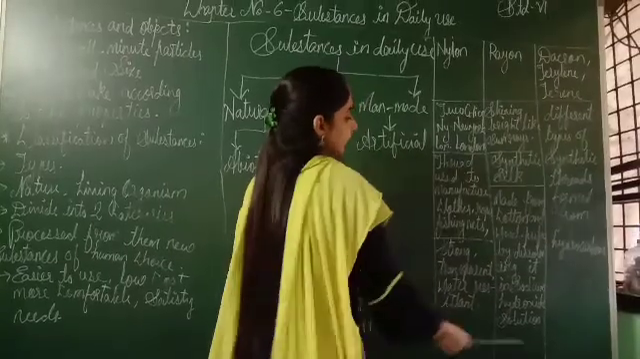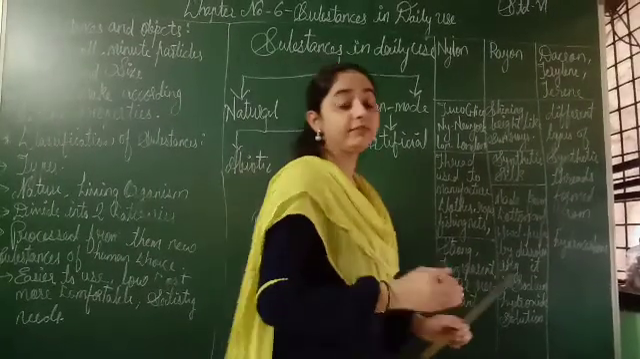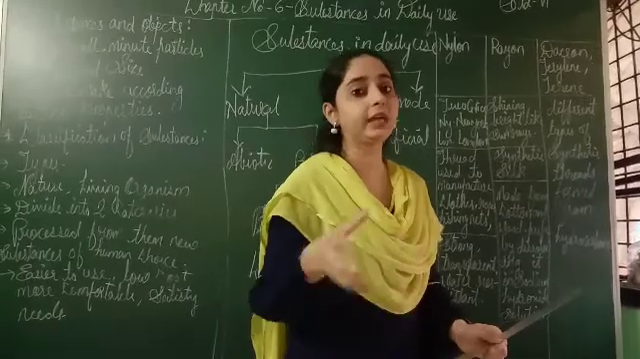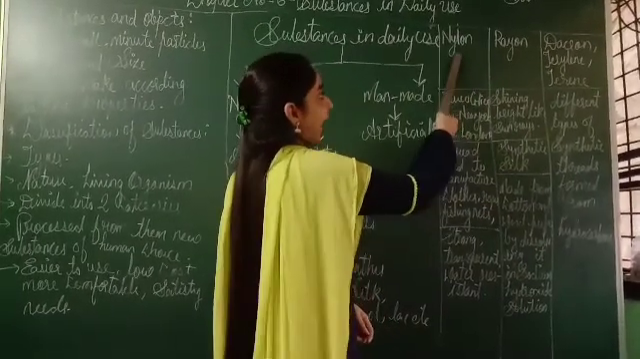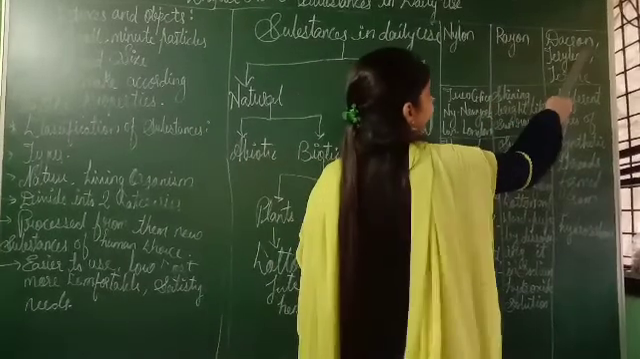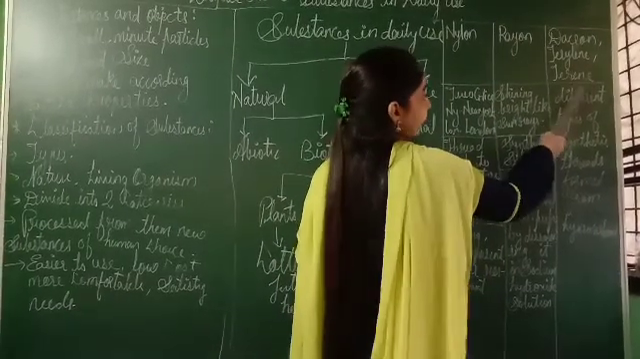Look at this table. In this table, we will discuss synthetic fibers. So let us see the fibers' names first: nylon, rayon, dacron, terylene and terrin.